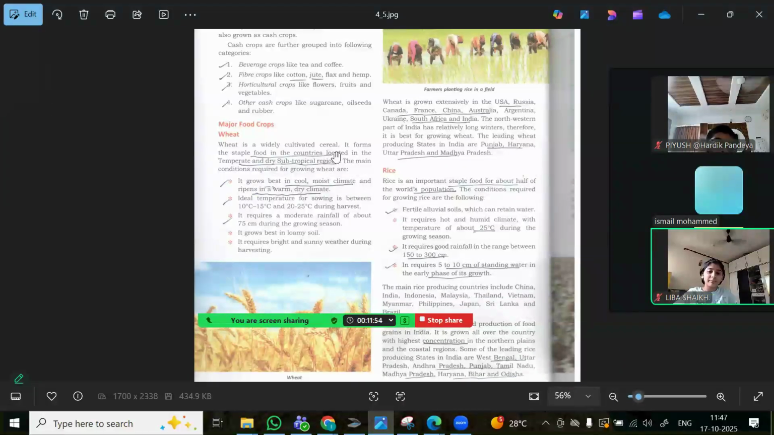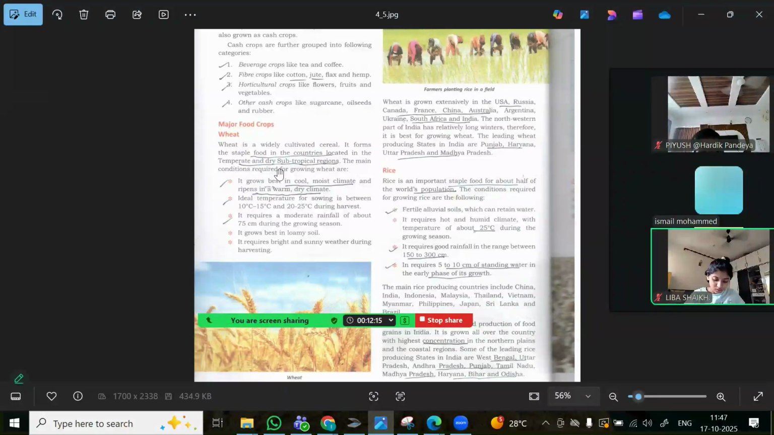You need to remember wheat. Wheat is a widely cultivated cereal. Cereal means a grass-like plant which is starchy and has edible seeds. It forms the staple food. Staple means the main food, in the countries located in the temperate and subtropical regions.